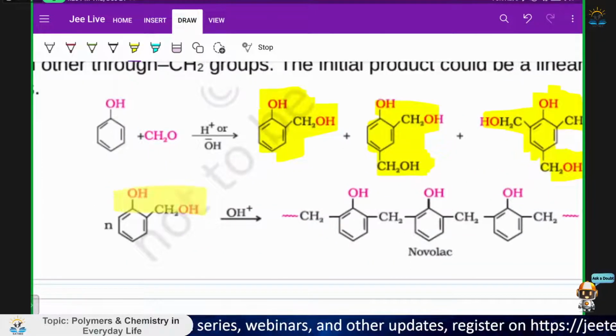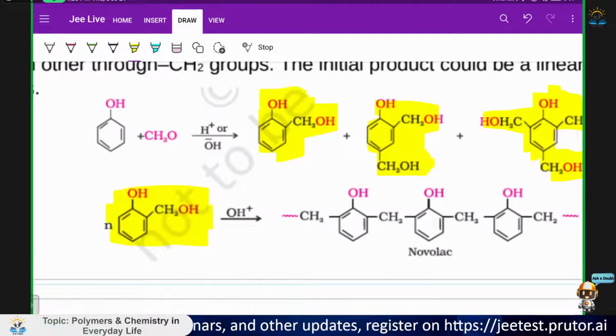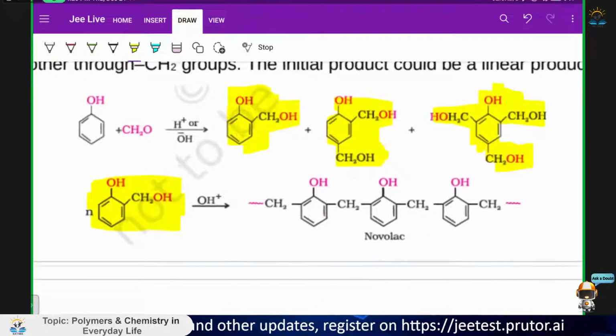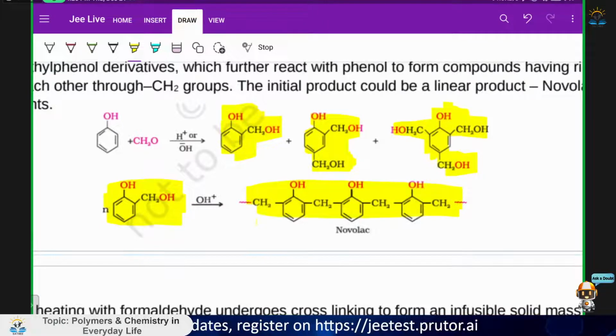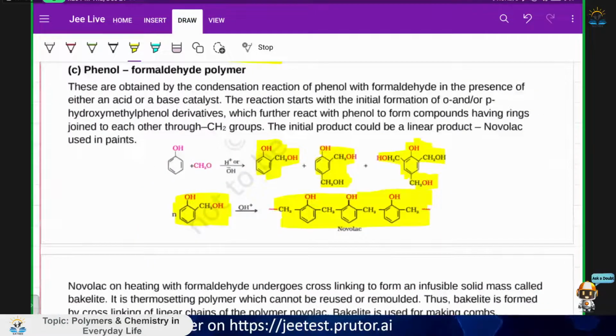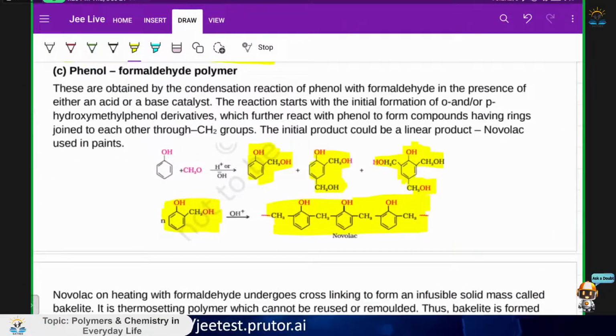Any type of this monomer, the ortho isomer. We are polymerizing that to form what? Novolac. This product is called Novolac, which is used in paints.